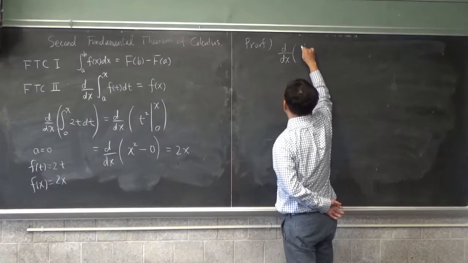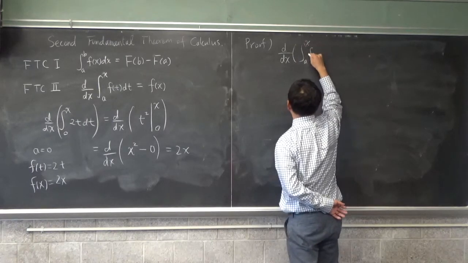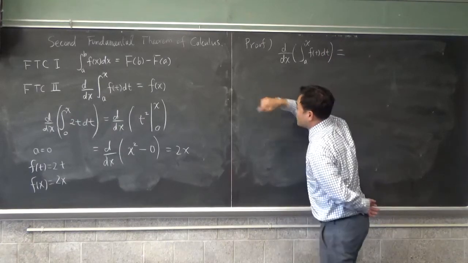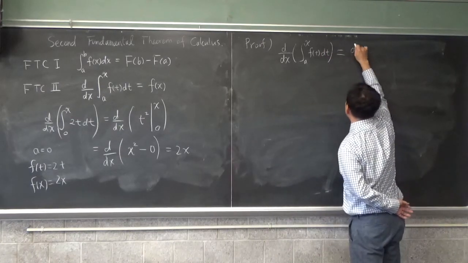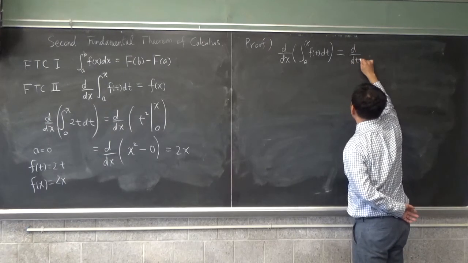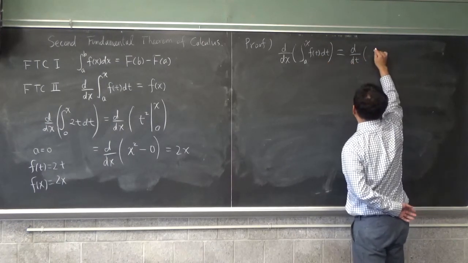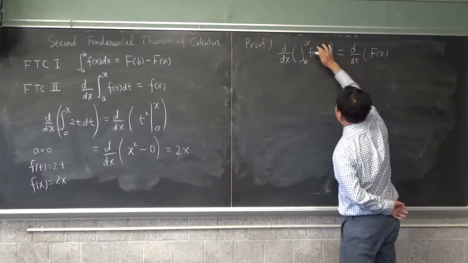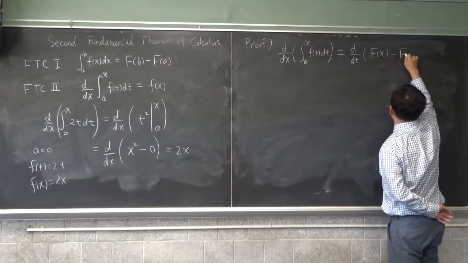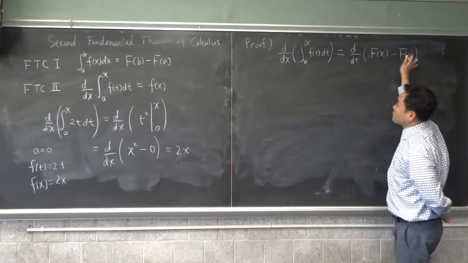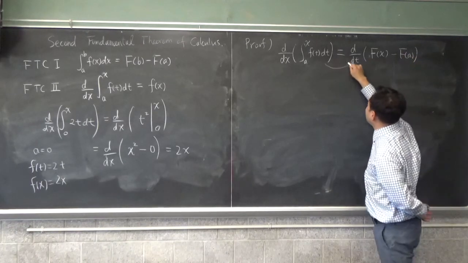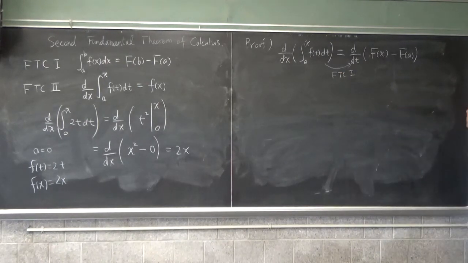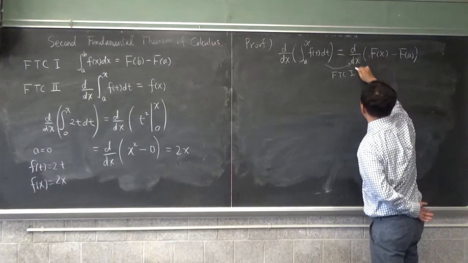By the fundamental theorem of calculus, in the first part, it says we should first find the antiderivative of f, which we denote by capital F, and then we have to evaluate at x and then a and subtract. That's from FTC1. So from here to there, we're using FTC1. Oh, sorry, this should be x.